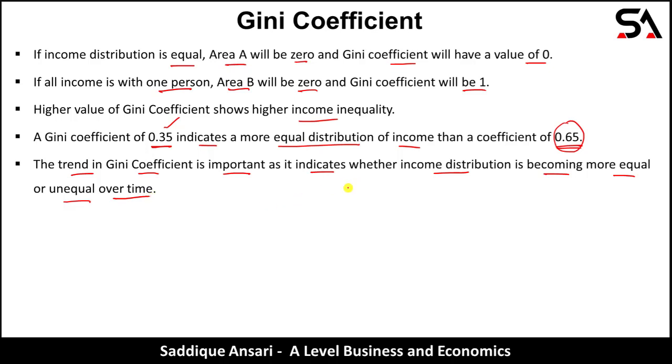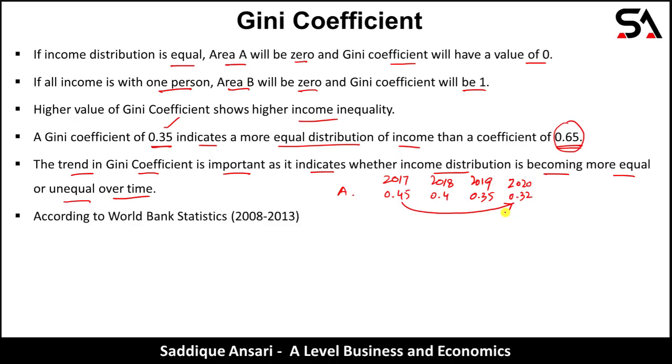So for example, if a country A has the value of Gini coefficient in 2017 of 0.45, in 2018 0.4, in 2019 0.35, and in 2020 0.32. So that trend shows decreasing values of Gini coefficient, which shows that unequal distribution of income is decreasing and income is becoming less unequal in the country.